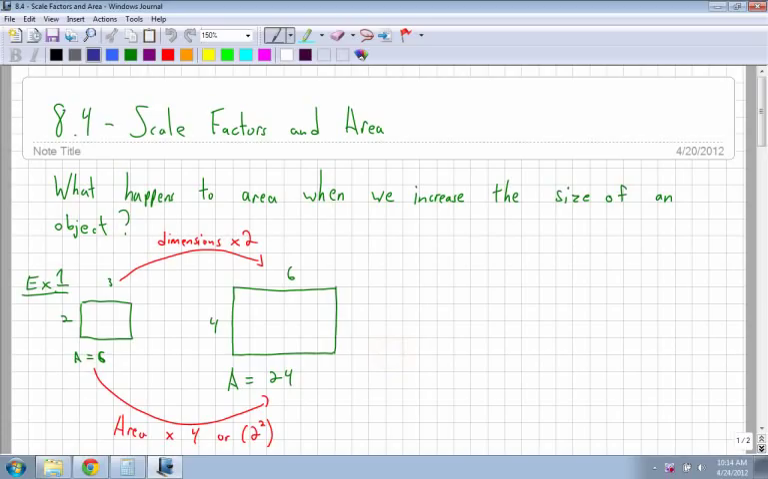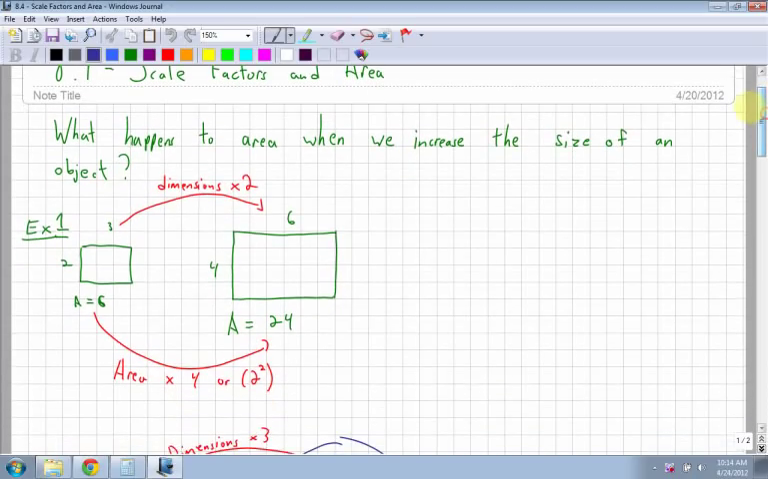All right, section 8.4 now deals with scale factors and area. The way scale factors and area work is a little different, because usually what we've looked at before is scale factors and side lengths, and we just multiply by a certain scale factor. It's going to be a little bit different for area. So what happens to area when we increase the size of an object?